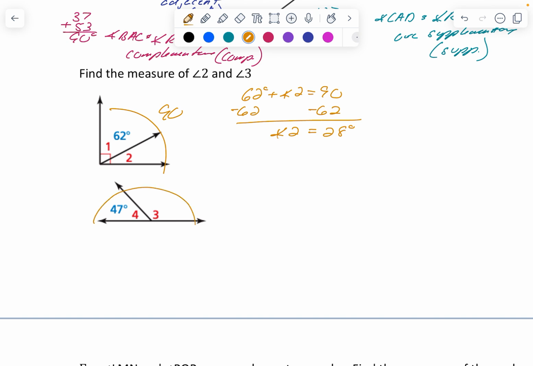Over here, similar, right? We know that whole thing's 180. So angle 3 plus 47 degrees equals 180 degrees. So subtracting 47 from both sides, we get angle 3 is equal to 133 degrees.